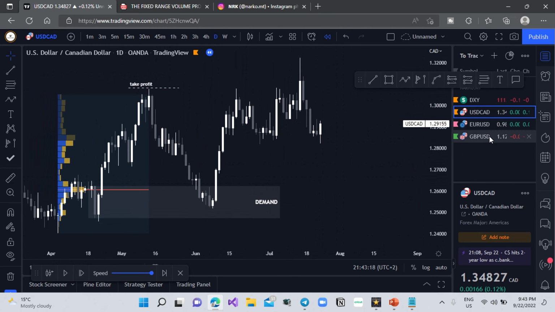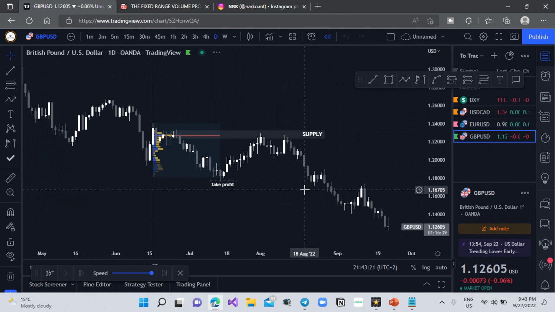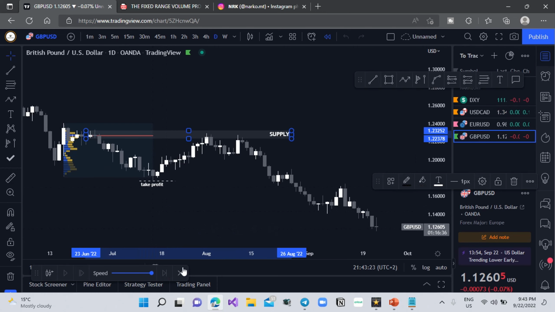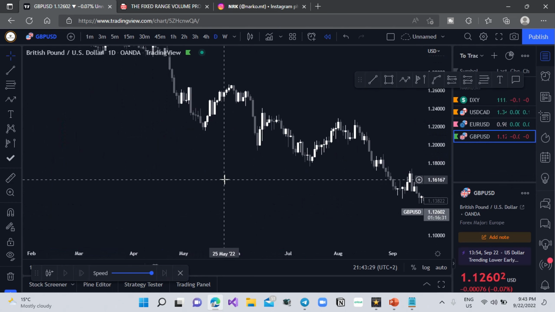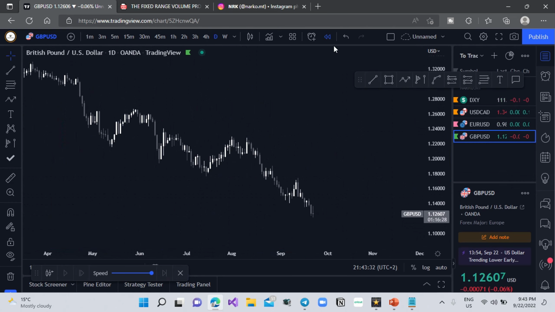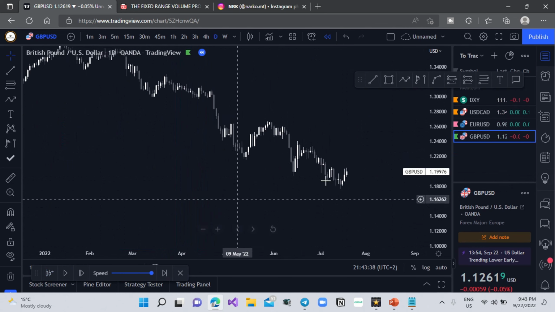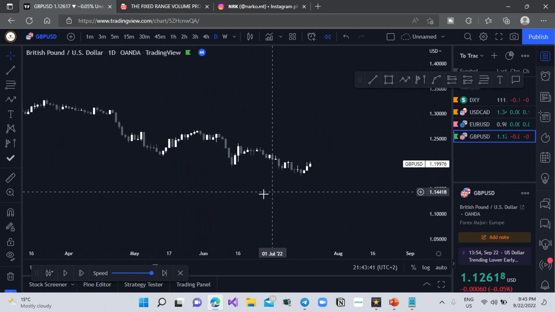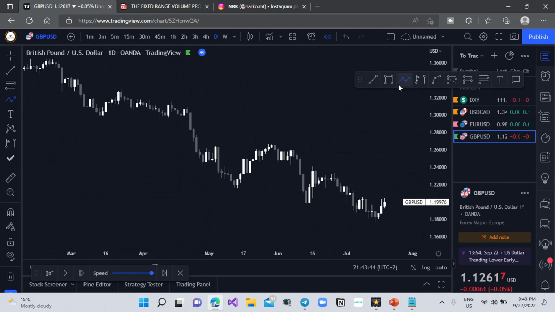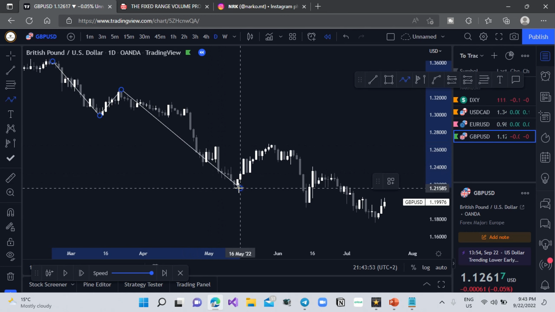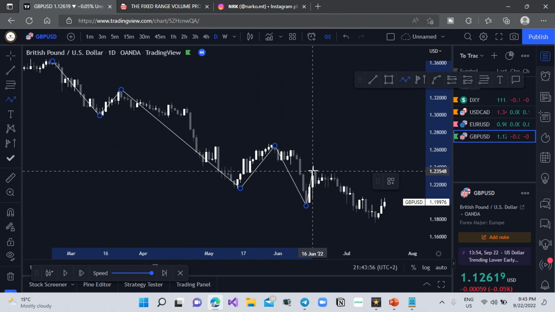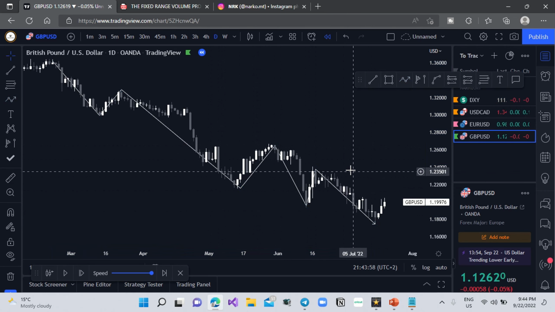Let's move to GBP USD. Okay, let me just remove everything here. As you can see here, we have GBP USD on the daily time frame. So I'm just going to replay the markets from here, and ultimately, as you can see, GBP USD has been creating lower lows and respecting lower highs, creating lower lows, respecting lower highs, and now it's at its all-time low.